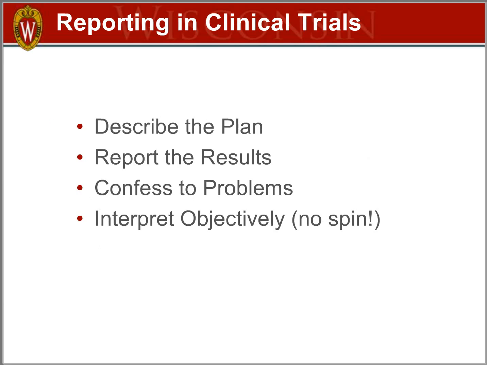Now, in reporting the trials, we need to cover certain basic areas to describe the overall plan, to report the results. All trials have problems, and we should confess to them instead of trying to hide them. It's better to tell us what went right and what didn't go right. And finally, one has to be very careful to report the data results objectively and not put any spin or hype on our results. It only detracts from the scientific validity and quality of the trial when we do that.